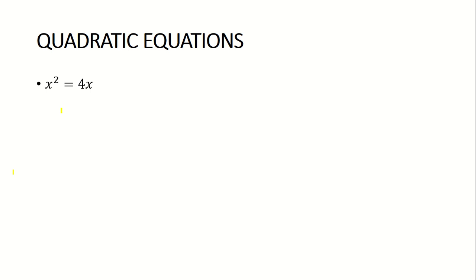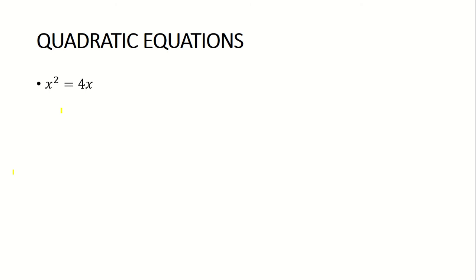To factorize this, first thing guys, follow the steps I gave you earlier on. Remember the first step I said: you need to write your equation in standard form. So I will simply take that 4x to the left hand side and make sure that I'm left with a 0 on the right hand side. So on the left hand side I will have x squared minus 4x is equal to 0.